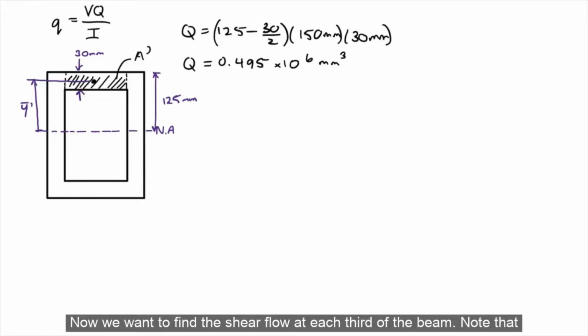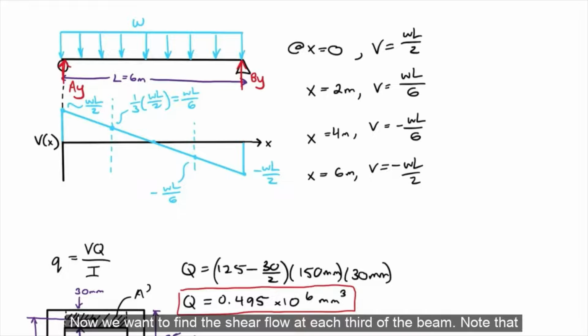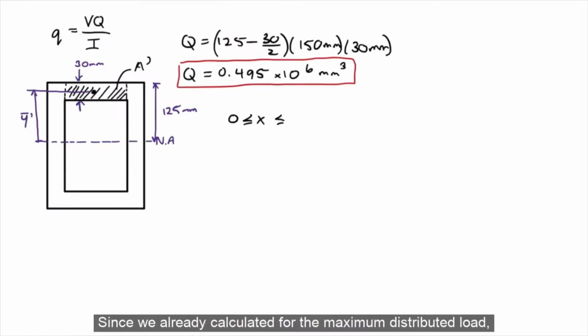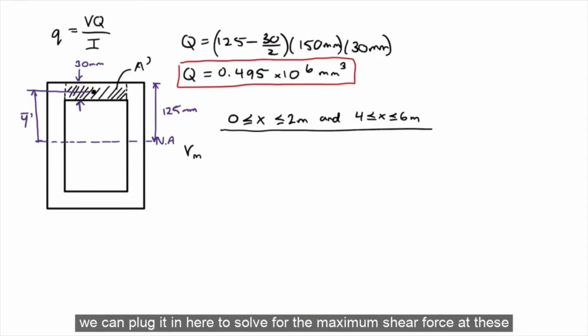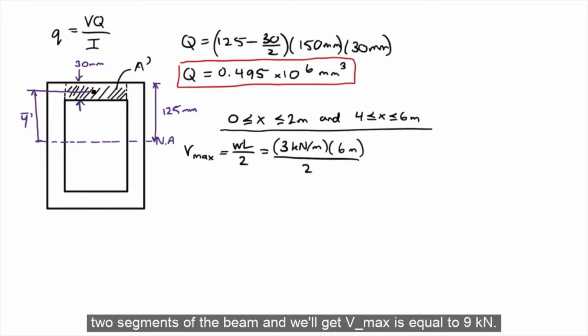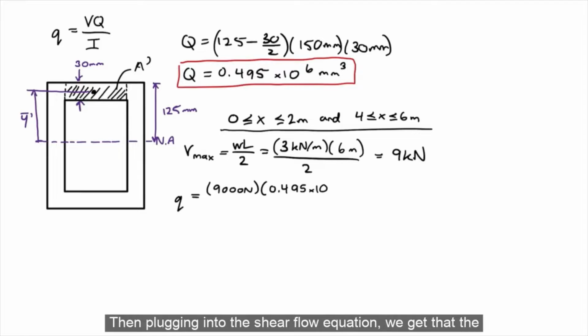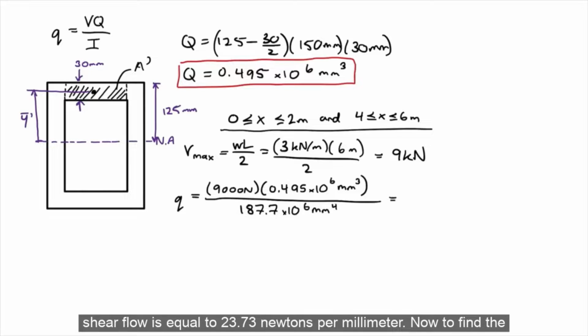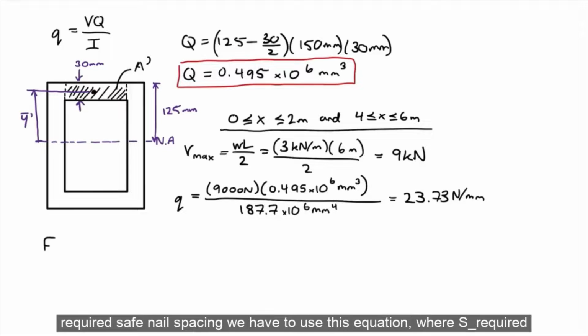Now we want to find the shear flow at each third of the beam. Note that the maximum shear force between 0 to 2 meters and 4 to 6 meters are the same. Since we already calculated for the maximum distributed load, we can plug it in here to solve for the maximum shear force at these two segments of the beam, and we'll get Vmax is equal to 9 kilonewtons. Then plugging into the shear flow equation, we get that the shear flow is equal to 23.73 newtons per millimeter.